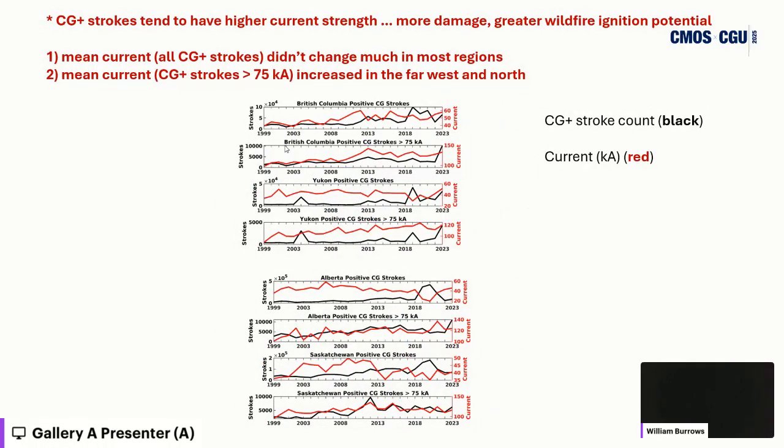Mean current hasn't changed too much, except in the far west and the north, for current above 75 kiloamps. Those strokes have been changing and increasing in strength. And positive lightning tends to have stronger currents, so it causes more damage at the ground and more potential for wildfires. Next slide.